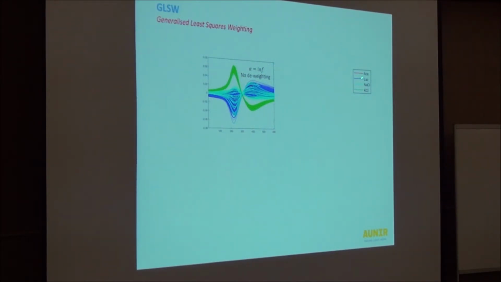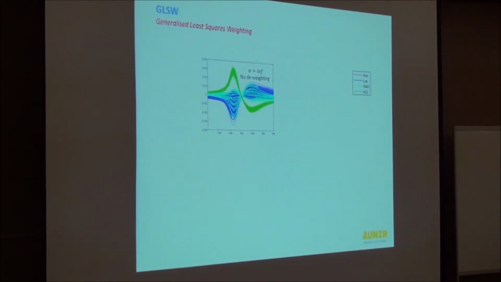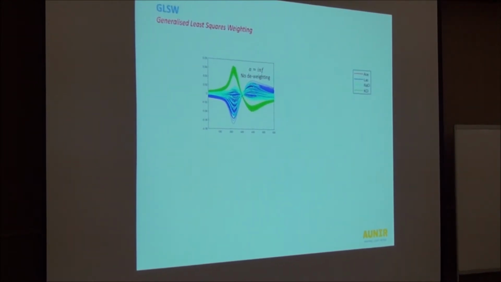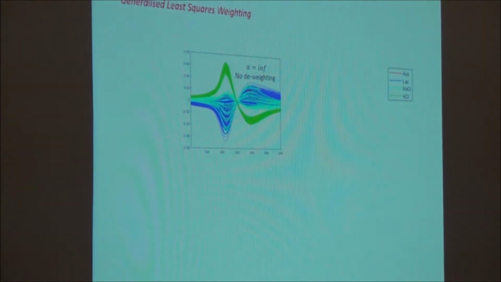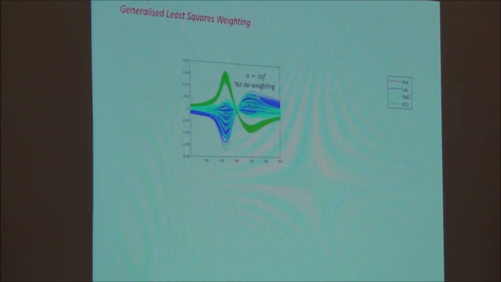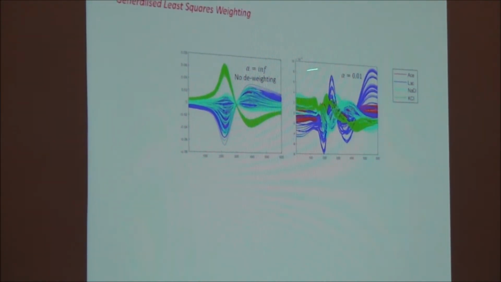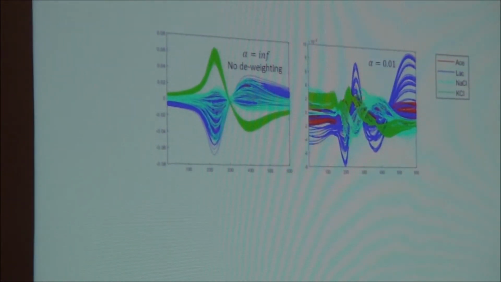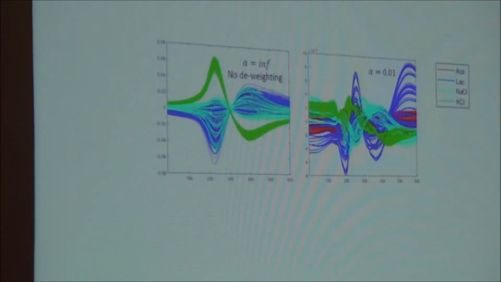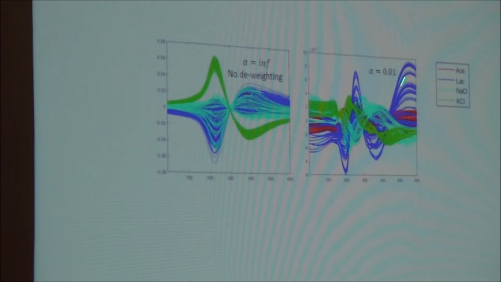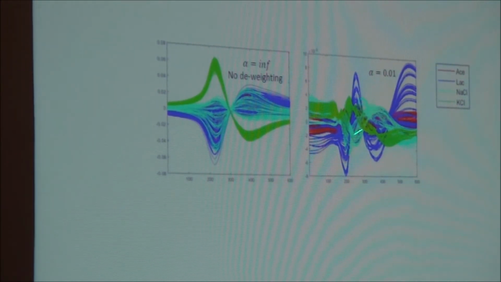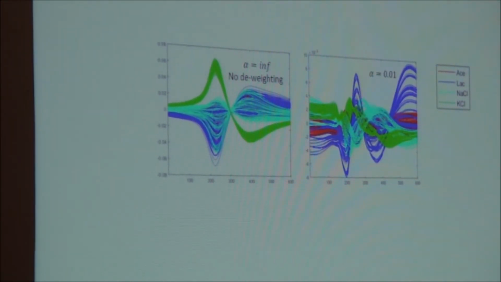And you can see the legend here. Red is acetate, blue is lactate, cyan is NaCl, and green is KCl. So let's apply a GLS filter at a low intensity alpha. So alpha 0.01. You can see the information is coming out. You can see that concentration gradient. You can see differentiation between the species.